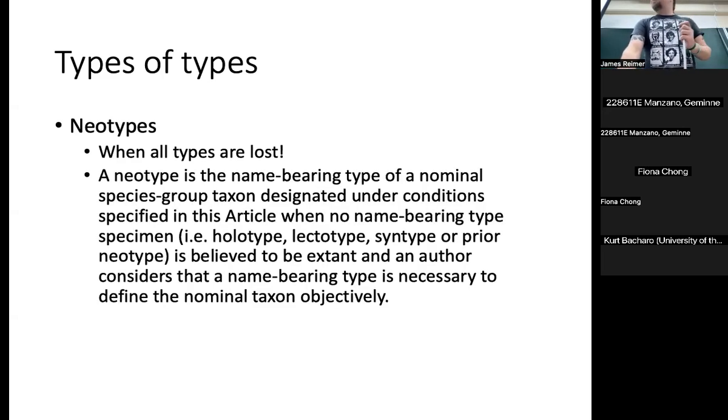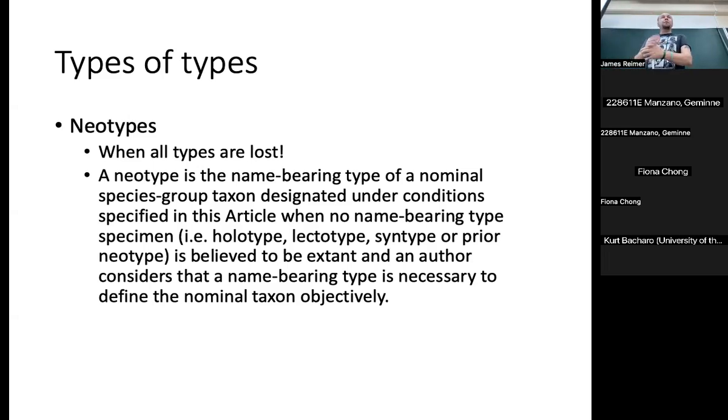But what it basically means is if someone did a paper and they put all the specimens, the holotype or the syntypes or anything in a museum, and the museum burns down, everything's gone. In this case, in a new paper, you can make a neotype. But it's not only disasters.